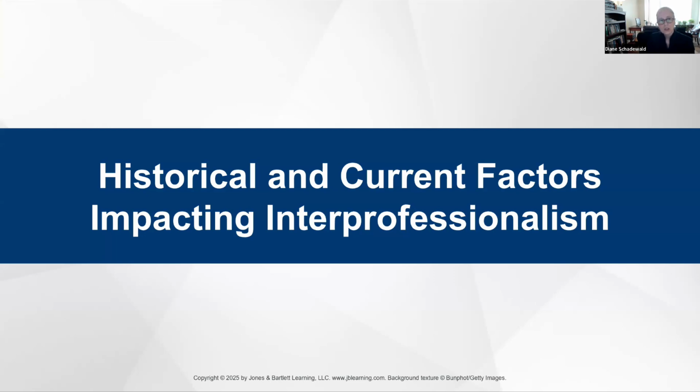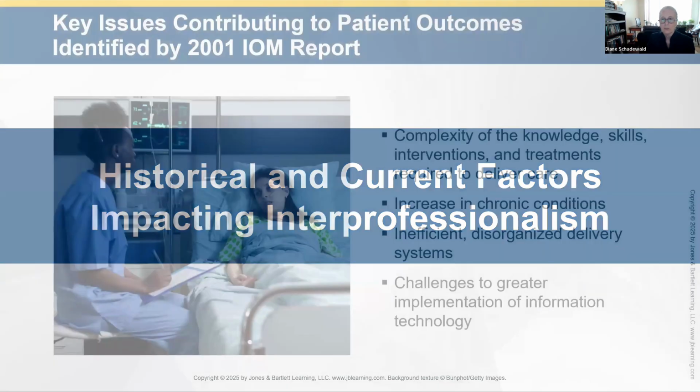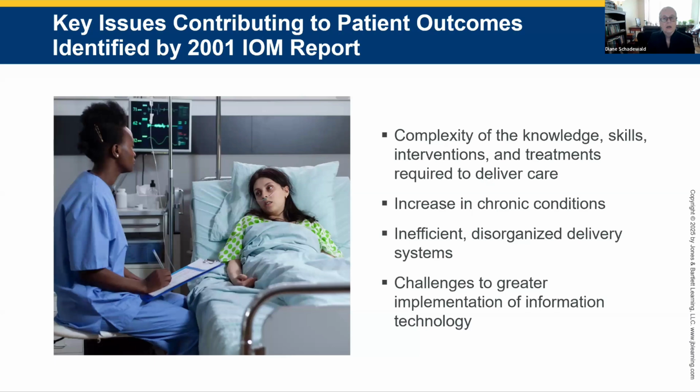Now I'm going to touch on some historical and current factors impacting interprofessionalism. These key issues contributing to patient outcomes that were identified in the 2001 Institute of Medicine report are really still in effect. And they utilize these factors in their 2015 publication, identifying and spreading practices to enable effective interprofessional collaboration. They use these for measurement as to where we've gotten.